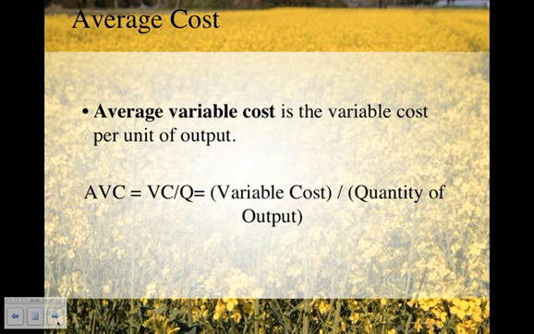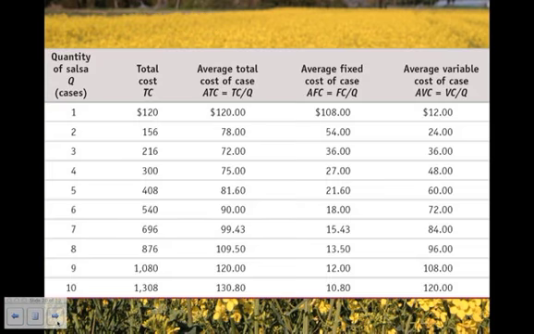And then another one, average variable cost, is the variable cost per unit of output. So it's your variable cost divided by the quantity, and that's your average variable cost. And you can see each of these columns here. For average total cost, it would be simply 120 divided by 1, 156 divided by 2, 216 divided by 3, and so on. Then you have your average fixed cost, which is the fixed cost divided by your quantity. And then your average variable cost, which is divided by the quantity as well.